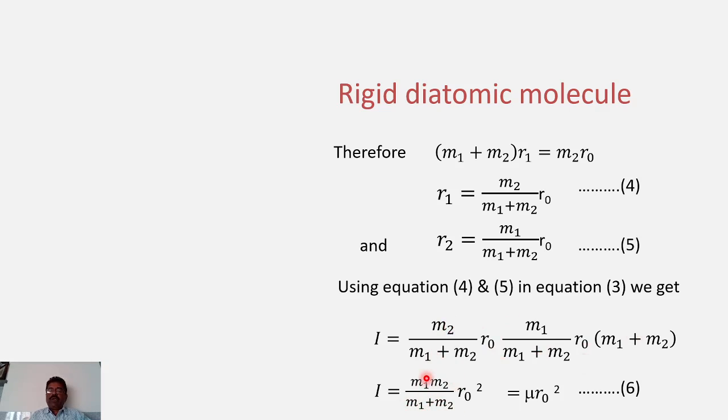That is, I is equal to m1 m2 upon m1 plus m2 into R0 square, this R0 into R0.